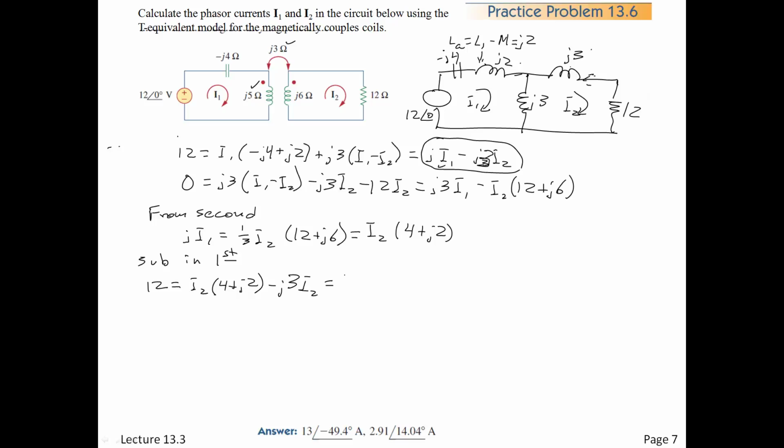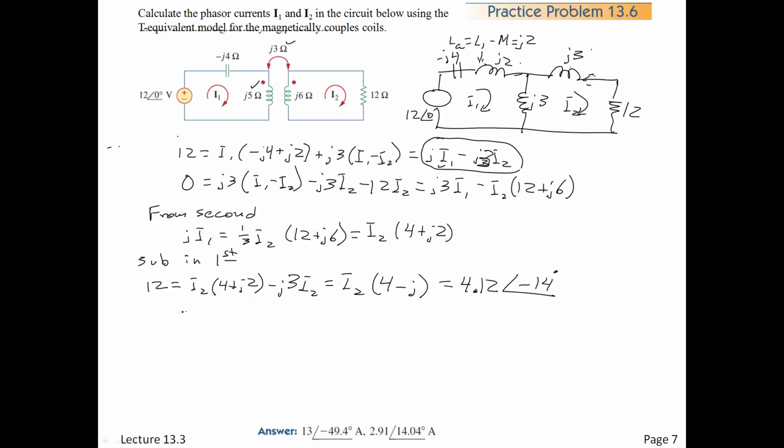This is I2 times 4 minus J, right? Pretty easy here. 4 and minus J3 plus J2 minus J. All right, and that's equal to, I'm just going to convert that to phasor, 4.12 at an angle of minus 14 degrees. It's probably 14 and some change degrees, but that's it.